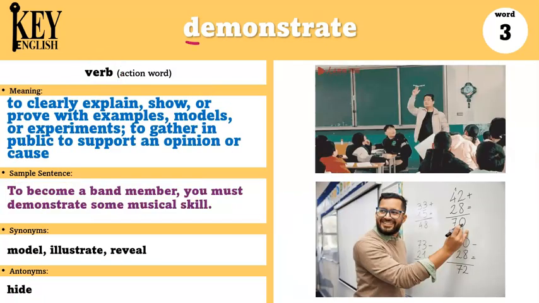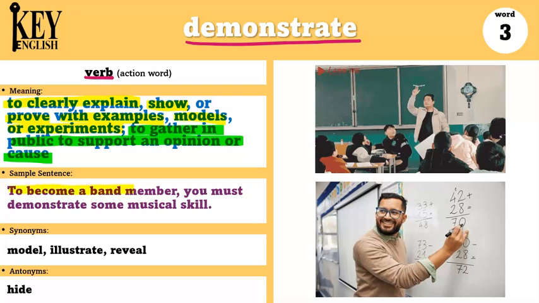Our next word is demonstrate. Demonstrate is a verb, and it means to clearly explain, show, or prove something with examples, models, or experiments. It also means to gather in public to support an opinion or a cause. So let's look at the example sentence first.